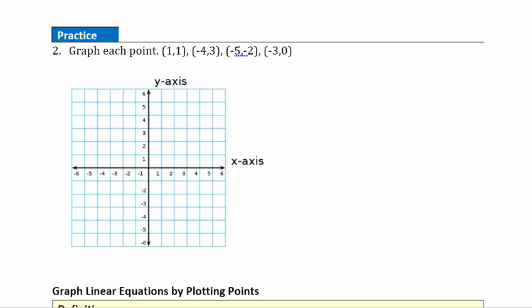Okay, so the point (1, 1), we should be over 1, up 1. The point (-4, 3) should be left 4, 1, 2, 3, 4, and then up 3, 1, 2, 3. For (-5, -2), we're going to move negative 5 in the x direction, 1, 2, 3, 4, 5, then negative 2 in the y direction, so down 2 to get that point. And then finally (-3, 0), starting at the origin, I'm going to go over 1, 2, 3, and then I'm moving neither up nor down in the y direction, so I'm going to end up right there.